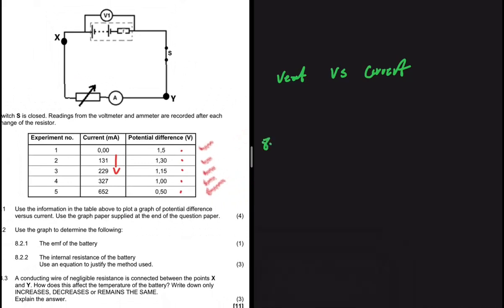Let's look at 8.2.1. Use the graph to determine the following: the EMF of the battery. So the graph is coming from this information in our table, right? But before we can determine the EMF of the battery in 8.2.1 or the internal resistance in 8.2.2, we actually need an equation for that graph. It is V external versus current, right? But we know fully well that EMF is equal to V external plus V internal. We need V external to be the subject of our formula, right?